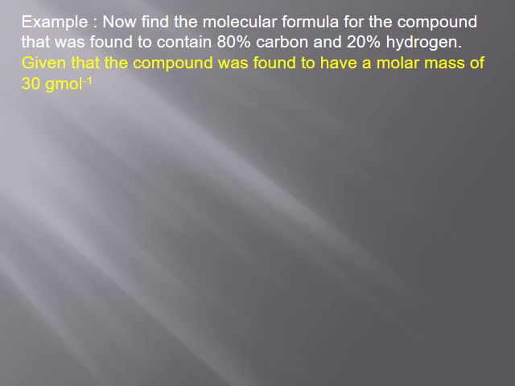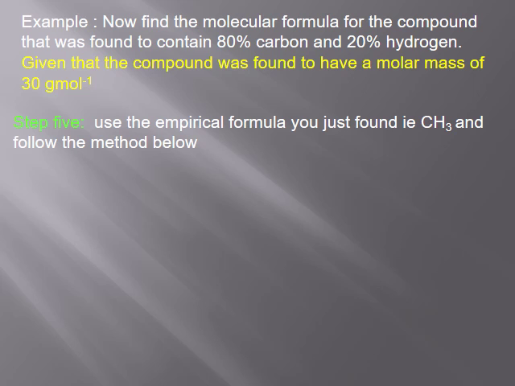Next question. Now find the molecular formula, since we've just done the example, of a compound that has been found to contain 80% carbon and 20% hydrogen. So now we've got the molecular formula, and it's got a molar mass this time of 30. So we know CH3 is the empirical formula. So pause the video now and come back once you think you have an answer.